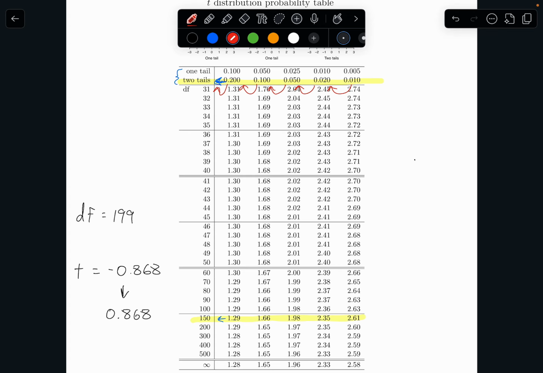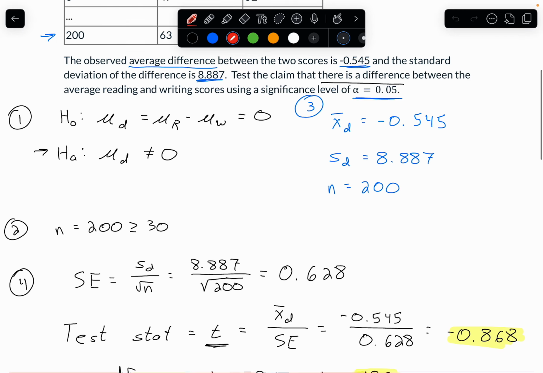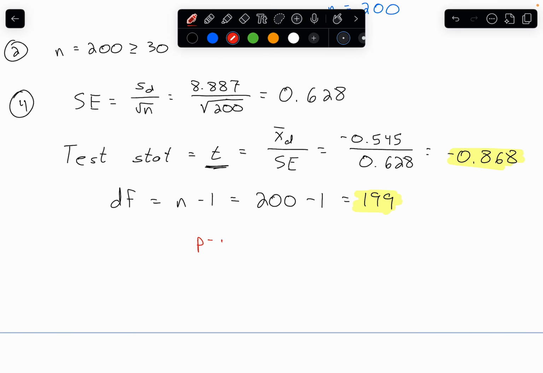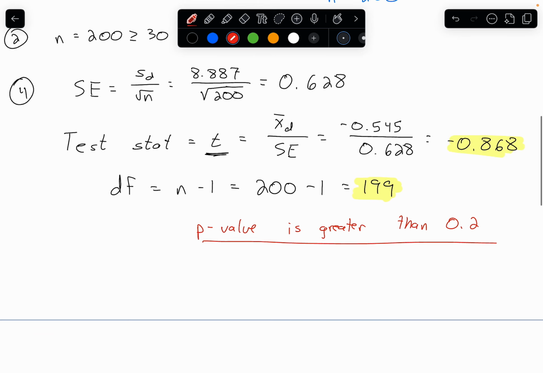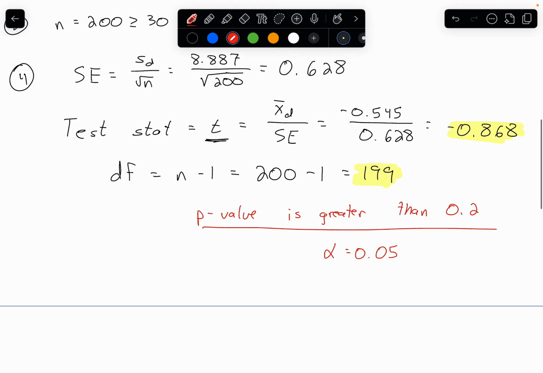So let me hop back over to my problem. So all of this is to say that the p-value is greater than positive 0.2. So that's my approximation for my p-value, and then I'll compare that number against my alpha. We said up here alpha was 0.05. So again, I'll ask the question at the end of this problem, is the p-value less than alpha? So the p-value is greater than 0.2. Alpha, of course, is 0.05. So no, the p-value is not less than or equal to alpha.